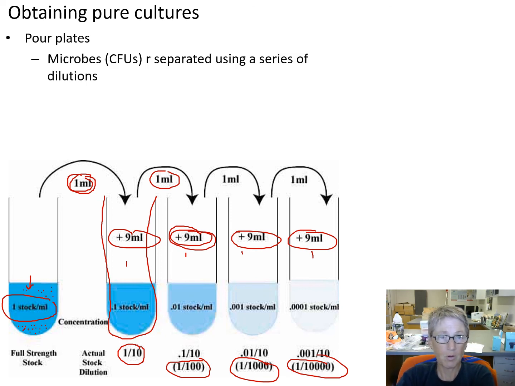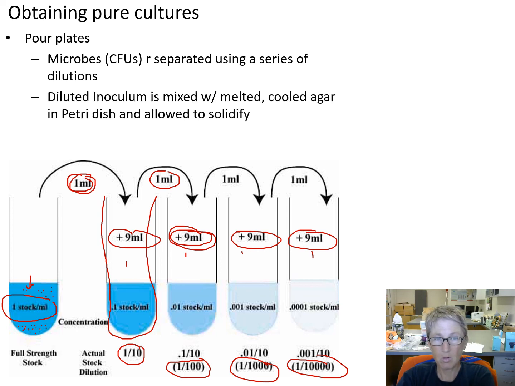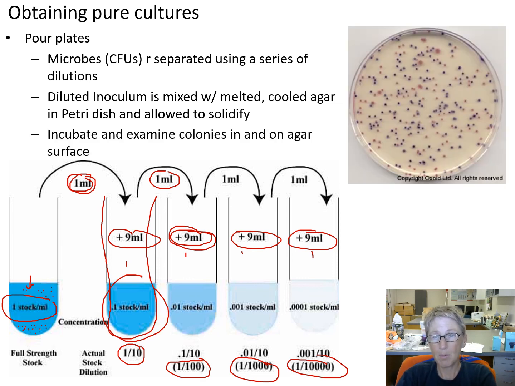So the microbes are separated using a series of dilutions that I just talked about. And then the diluted inoculum, so these guys here, the 1 to 10, 1 to 100, 1 to 1,000, 1 to 10,000, that's the diluted inoculum. It's mixed with cooled agar, and you pour it in a plate, and then you can look at the colonies that are living on the plate. I think that's it.